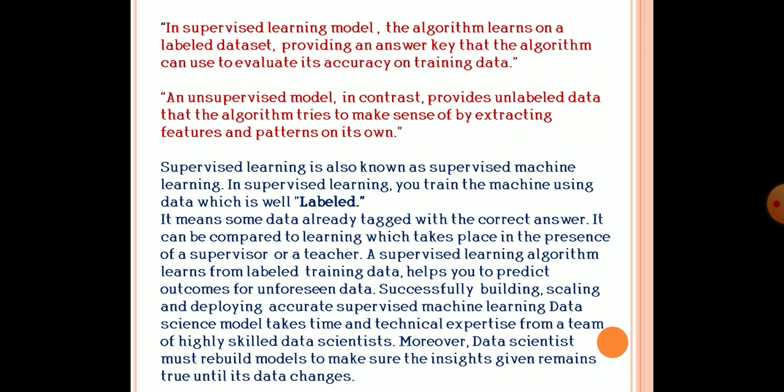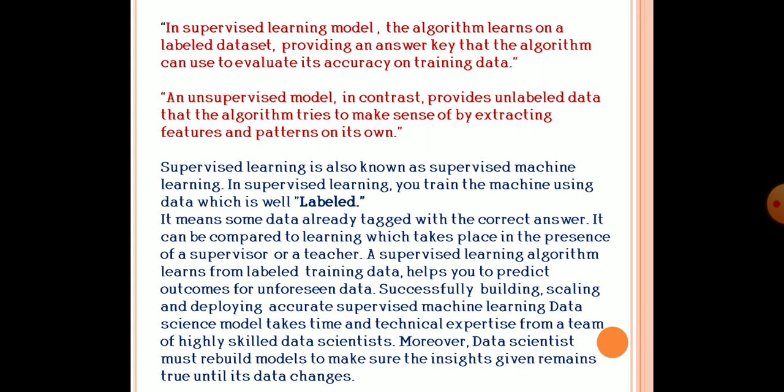In a supervised learning model, the algorithm learns on a labeled dataset, providing an answer key that the algorithm can use to evaluate its accuracy on training data. An unsupervised model, in contrast, provides unlabeled data that the algorithm tries to make sense of by extracting features and patterns on its own.